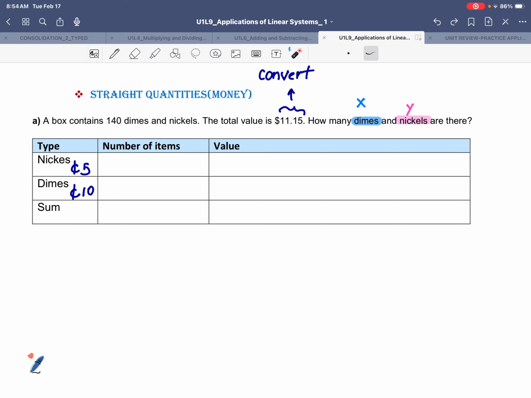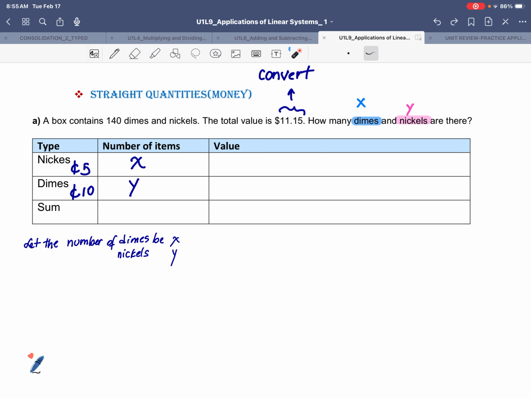Now, I usually like to organize the information on a chart because it makes it easier for me to see the information I have and make the connections more easily. This is not a must, so it is up to you if you want to follow the exact same format. So we're going to say x is the number of nickels and y is the number of dimes. The other way around doesn't really matter. So x and y would be the values.